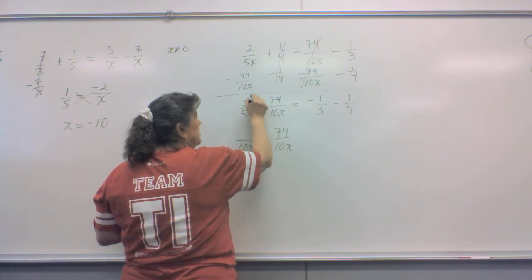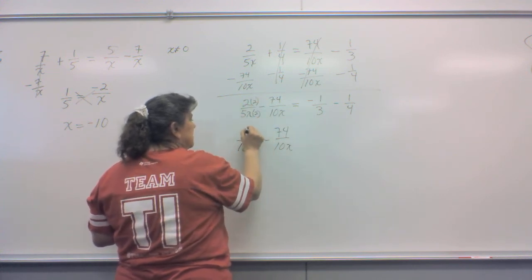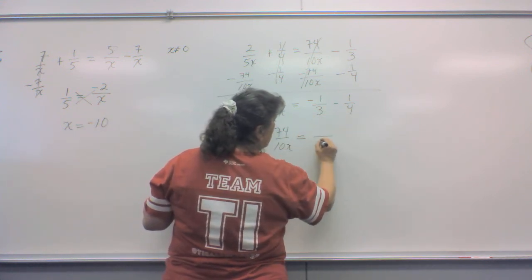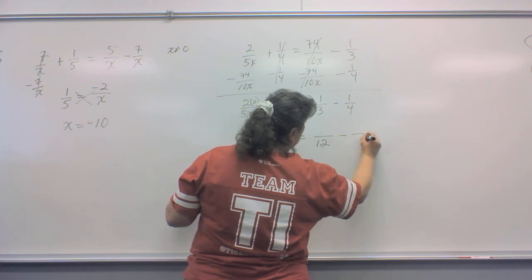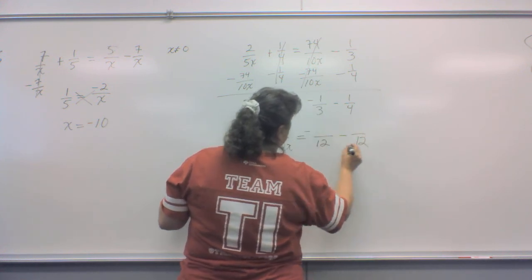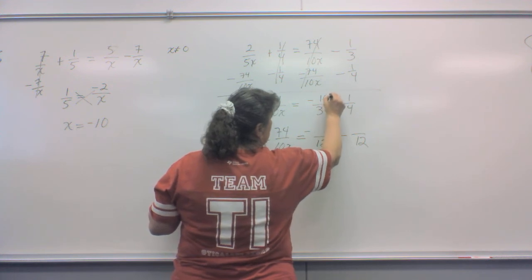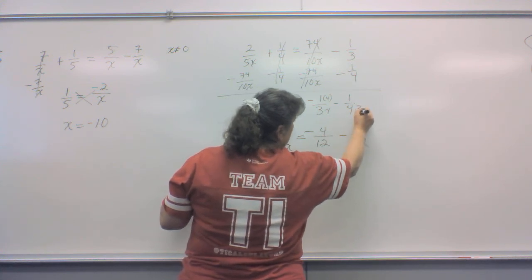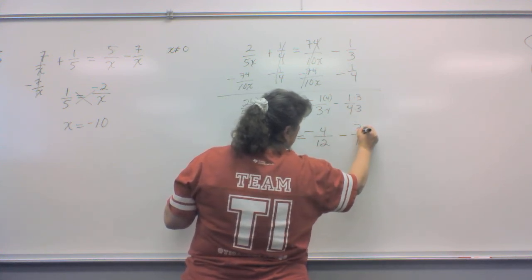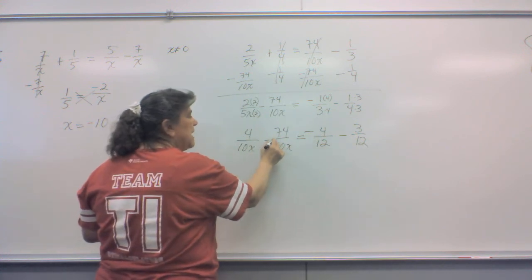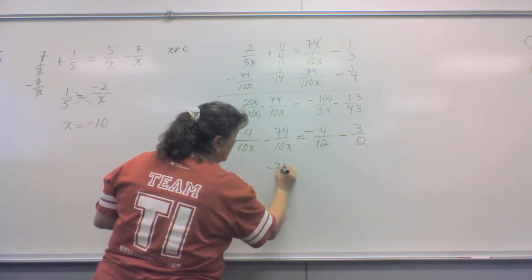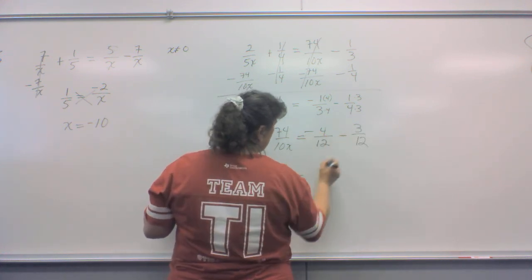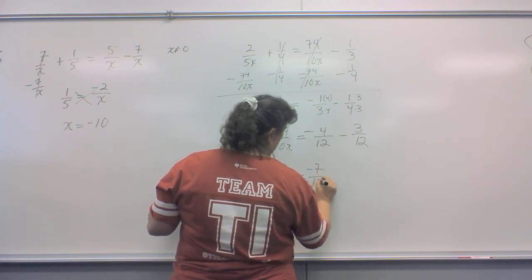Multiply this by 2 and multiply this by 2, making this a 4 over 10x. And then that's equal to 12 will be my common denominator here. Now, this is times 4, so negative 1 times 4 will be negative 4. And times 3, so this will be 3. So 4 minus 74 will be a negative 70 over 10x. And that's equal to negative 4 minus 3, which is a negative 7 over 12.